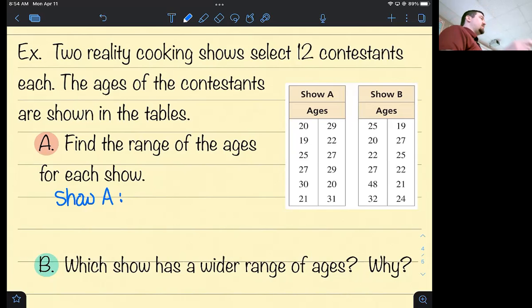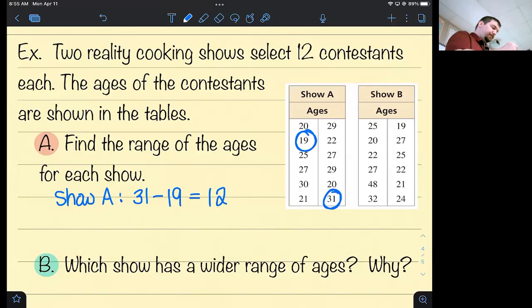In show A, who is the oldest contestant? How old are they? There is a 31-year-old. That's the oldest contestant we have. Okay, so I take the 31-year-old and I subtract away the youngest contestant. Who's the youngest one? Yes, 19. So the range is going to be the largest number minus the smallest number. What is the range for our show A? 12. Yeah, so that's a difference of 12 years. From the oldest contestant to the youngest contestant, it's just a difference of 12 years.